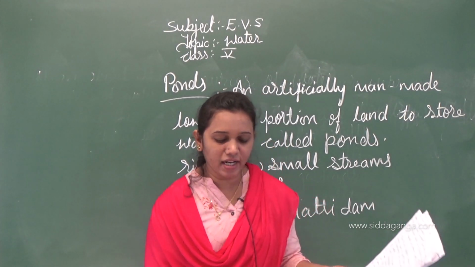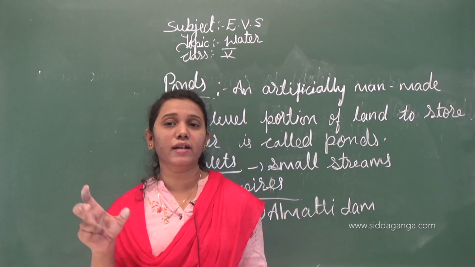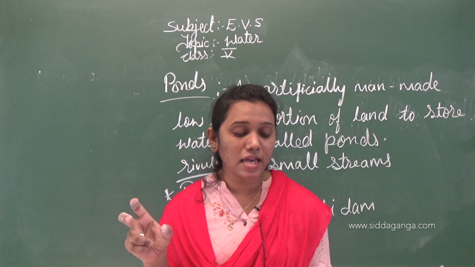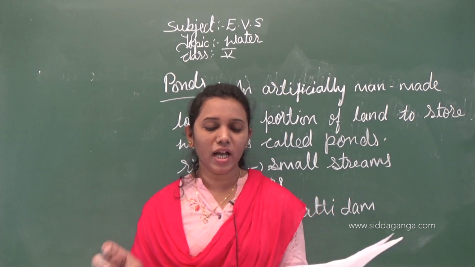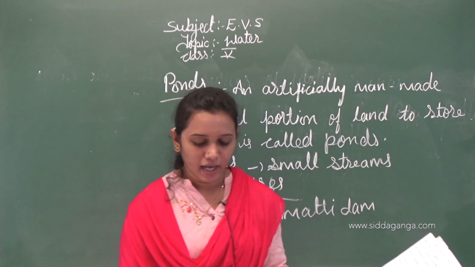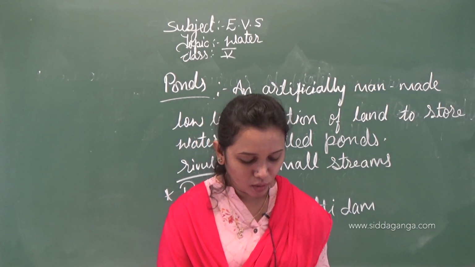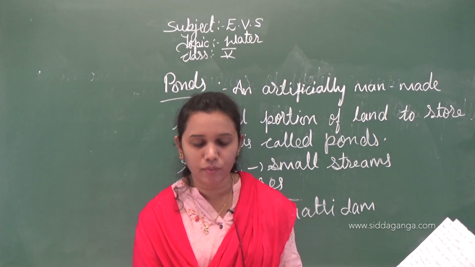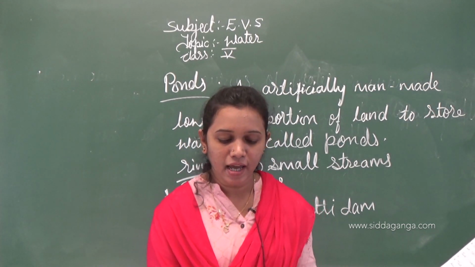Write the names of water reservoirs in Karnataka. It means the first one is KRS, Krishna Raja Sagara Dam, and another one is Almatti Dam. Find out other reservoirs of water in Karnataka around you. Okay. Next, another activity for you: collect the picture of a water reservoir and paste it here on page number 86. Understood, children?